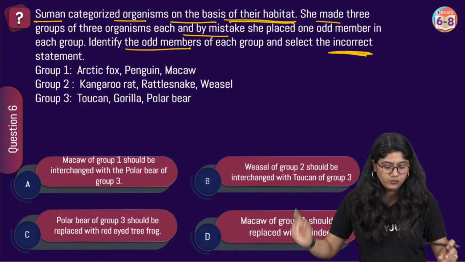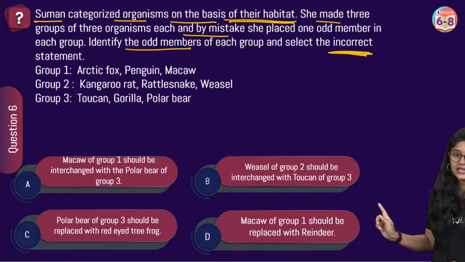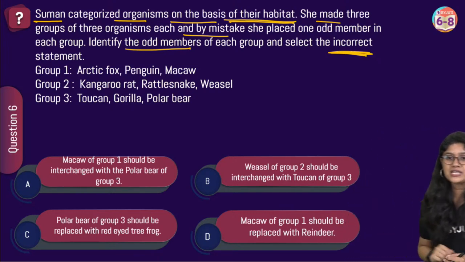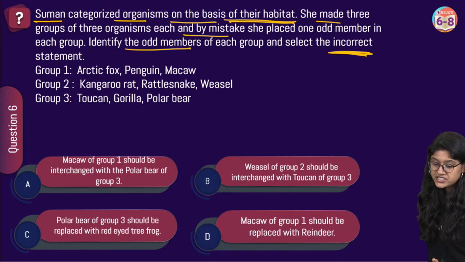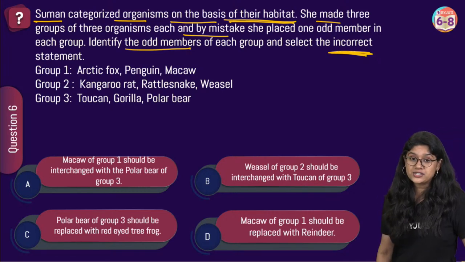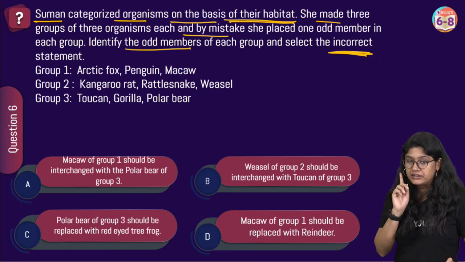So over here below, we have four statements A, B, C and D. We have to pick the incorrect statement. I will move aside so that you can read the statements. In group 1, we have Arctic fox, penguin, macaw. Group 2, we have kangaroo rat, rattlesnake and weasel. Group 3, we have toucan, gorilla and polar bear. I hope that you got it right. Now, read it properly and then answer.